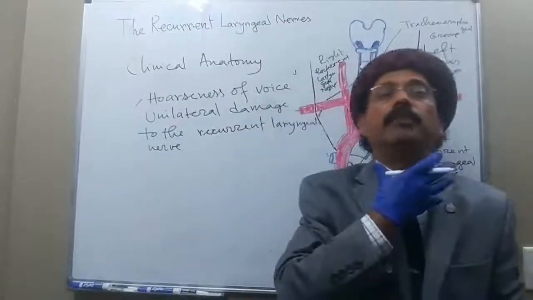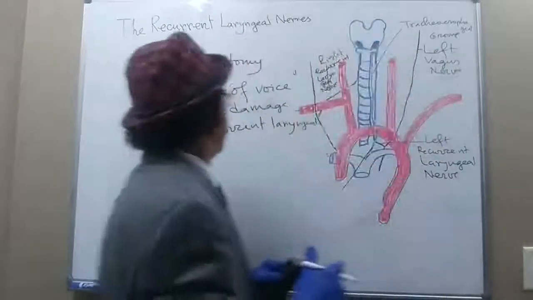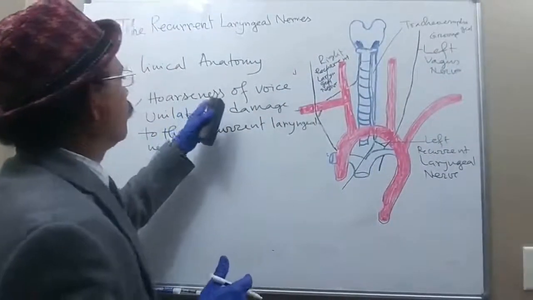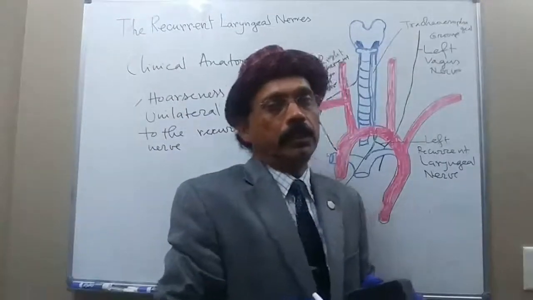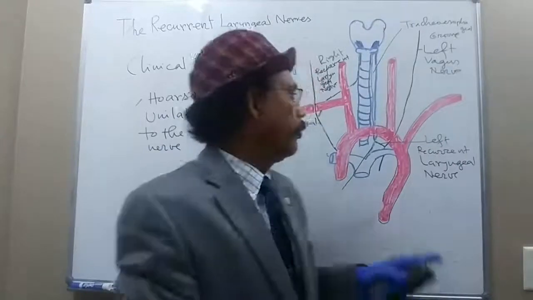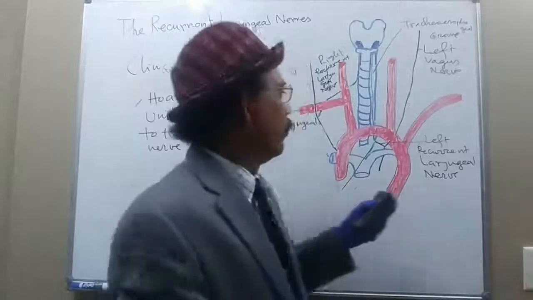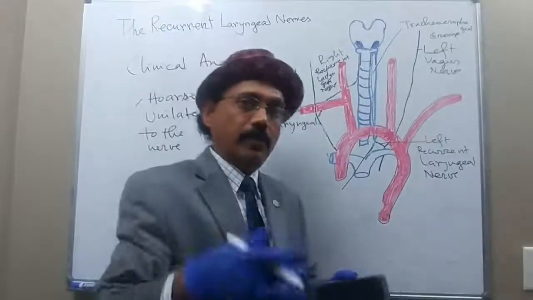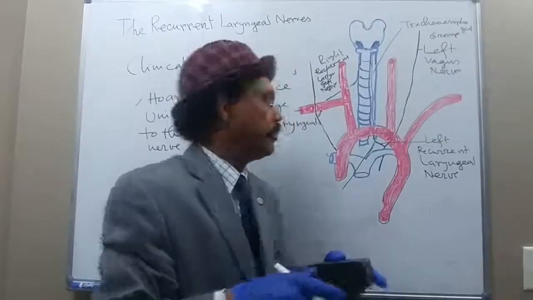Especially in big goiter surgery, sometimes this may happen. So there is hoarseness of voice because one vocal cord is not working. So there is no vibration, so there is no phonation. Phonation will be disturbed, so we call it hoarseness of voice. But as time passes, the other side will hypertrophy and may compensate.